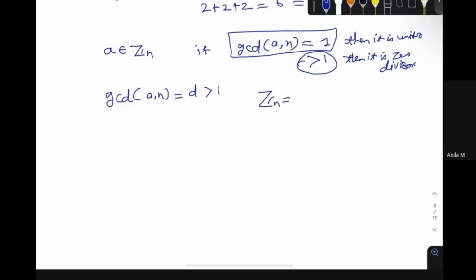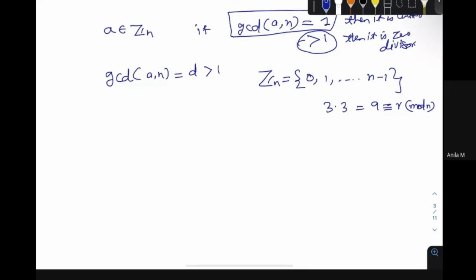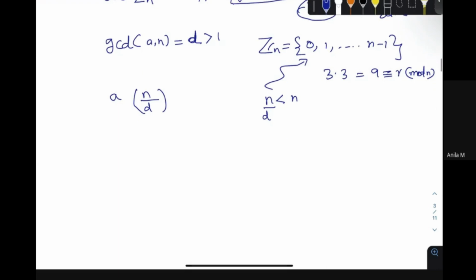What is Z10? Z10 is 0, 1 up to n minus 1. You know how to add them, you know how to multiply them. For example, 3 into 3, you will get 9, and you put the remainder mod n. Correct? Okay. So when d is greater than 1, I multiply a with the element n by d. So this n by d is strictly smaller than n, right? Because d is greater than 1. So when I multiply, it's a legit multiplication. a is inside, n by d is inside.